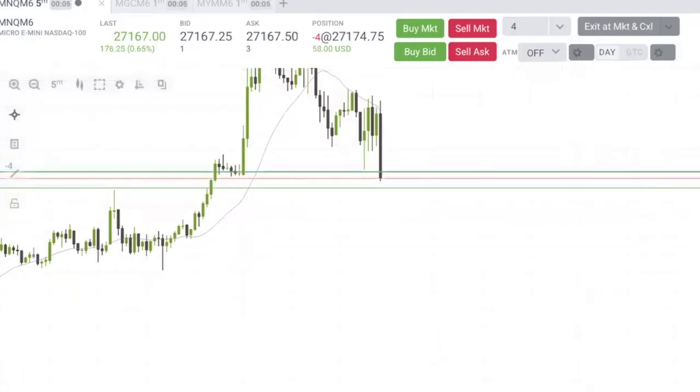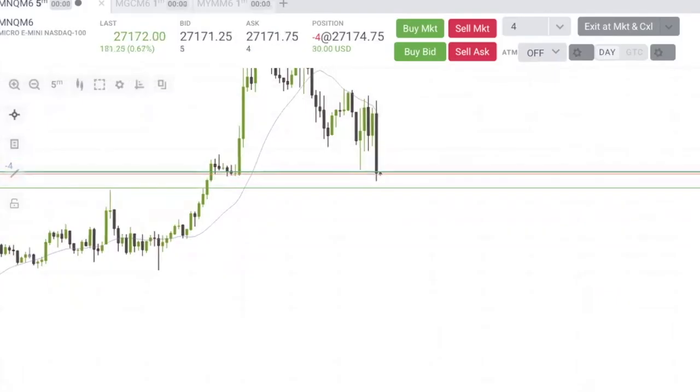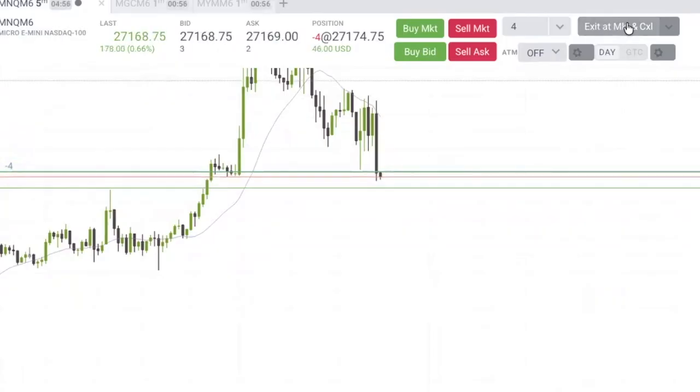And we'll go ahead and move our stop to break even. We're still in the trade. Looks like it's going to continue downward.